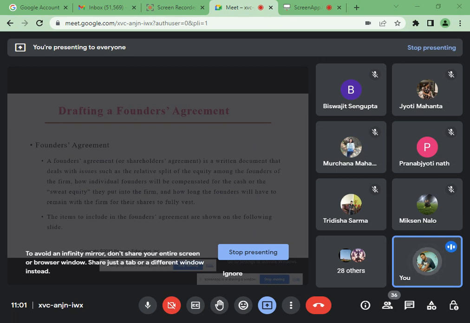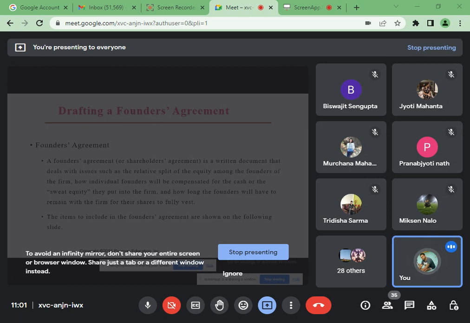Drafting a founder's agreement. A founder's agreement or shareholder's agreement is a written document that deals with issues such as the relative split of the equity among the founders of the firm, how individual founders will be compensated for the cash or the split equity they put into the firm, and how long the founders will have to remain with the firm for the shares to fully vest. The items to include in the founder's agreement are shown in the following slide.